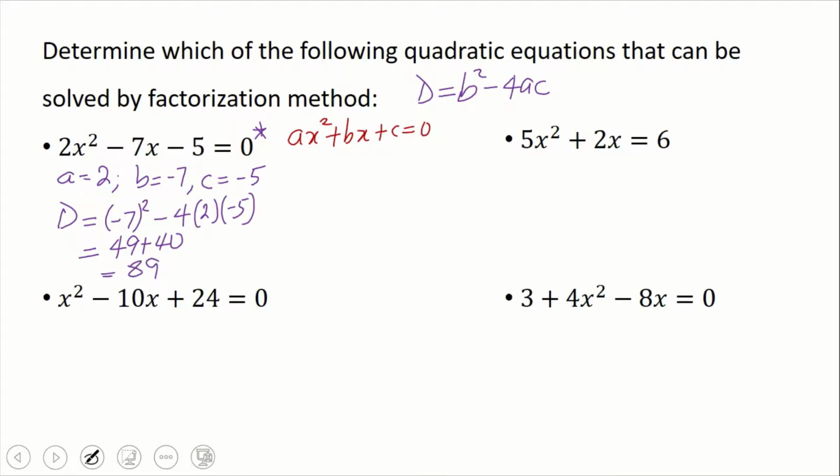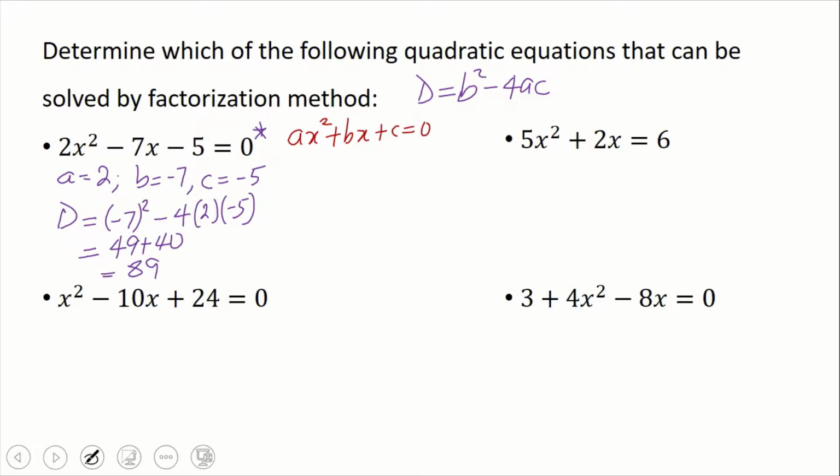And when you look at this carefully, you see that this particular number is actually not a perfect square. So it means this quadratic equation, 2x squared minus 7x minus 5 equal to 0, is not a perfect square, right? So it means we cannot solve this by factorization method. Does that make sense? Okay, that is answered.